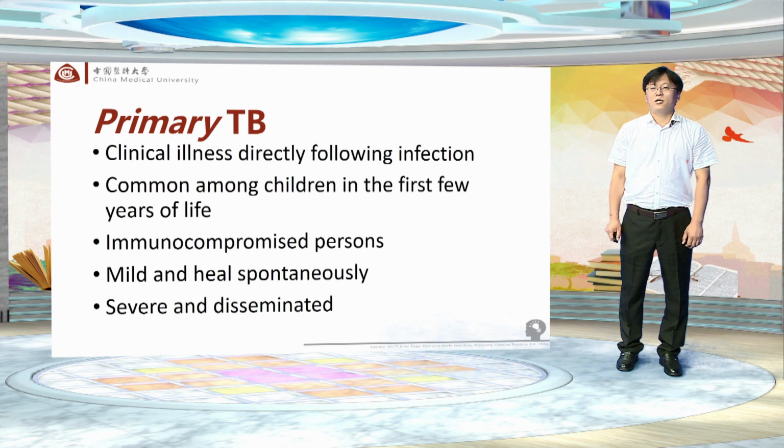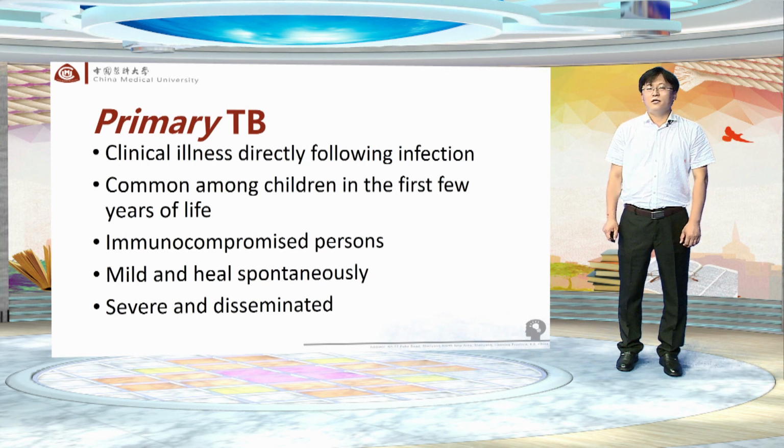They are common among children in their first few years of life. They can also be seen in immunocompromised persons. Usually, primary TB is mild and can heal spontaneously, but we can see some severe and disseminated cases of primary TB in our clinical practice.